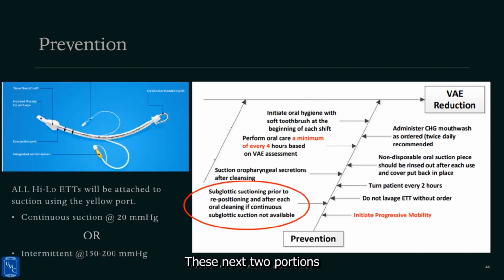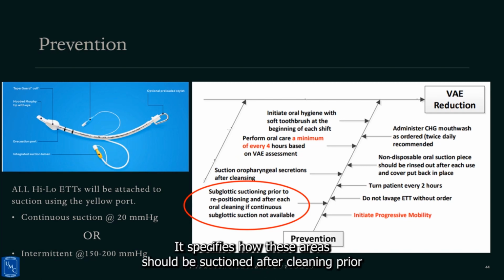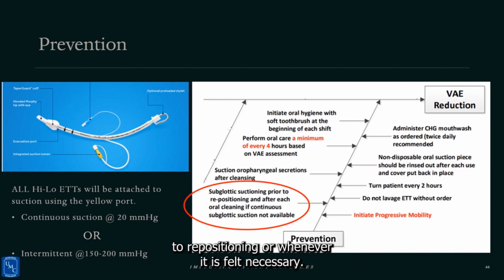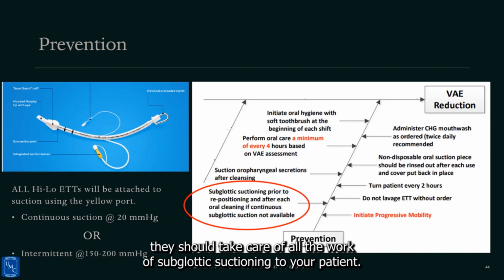These next two portions speak specifically to oropharyngeal suctioning. Here it specifies how these areas should be suctioned after cleaning, prior to repositioning, or whenever it is felt necessary. Currently, UMC has high-low endotracheal tubes, as seen on the left. If hooked up to suction appropriately, they should take care of all the work of subglottic suctioning to your patient.